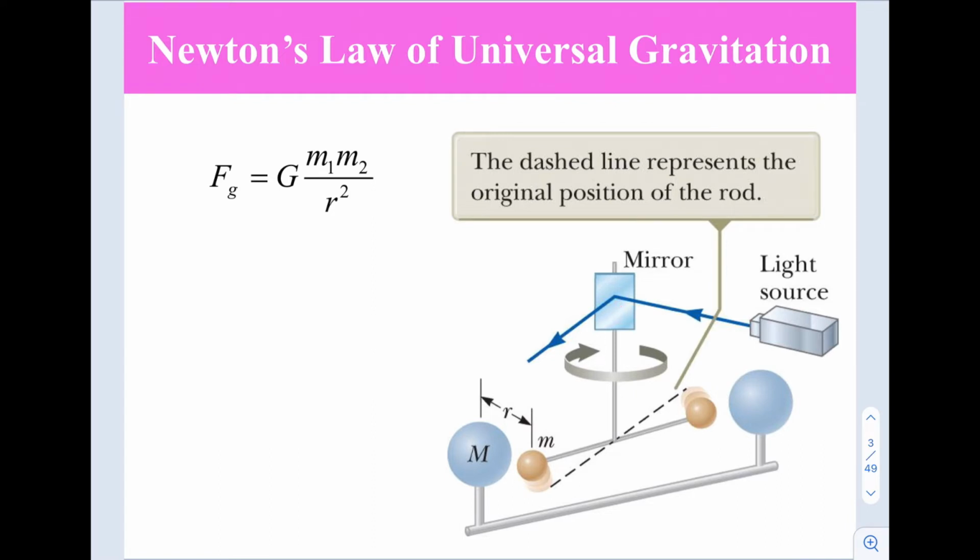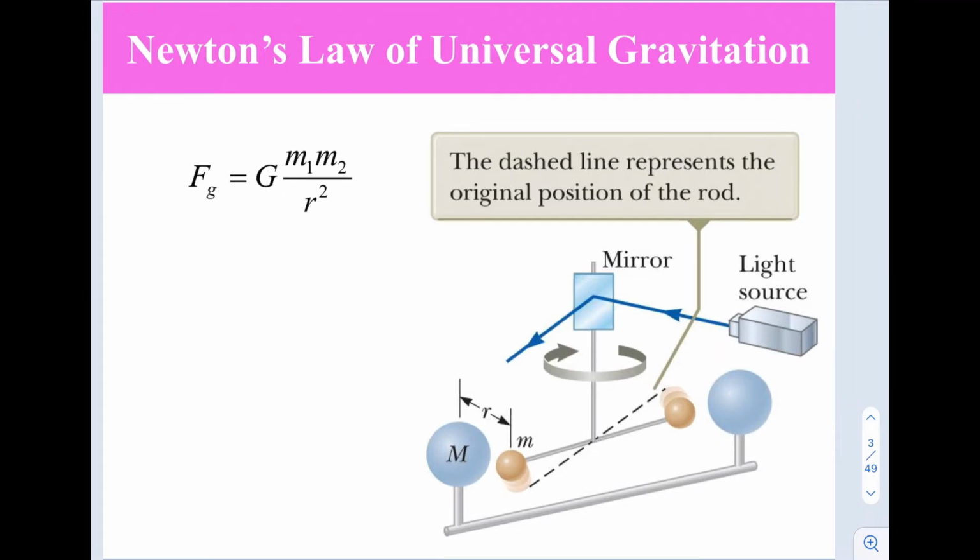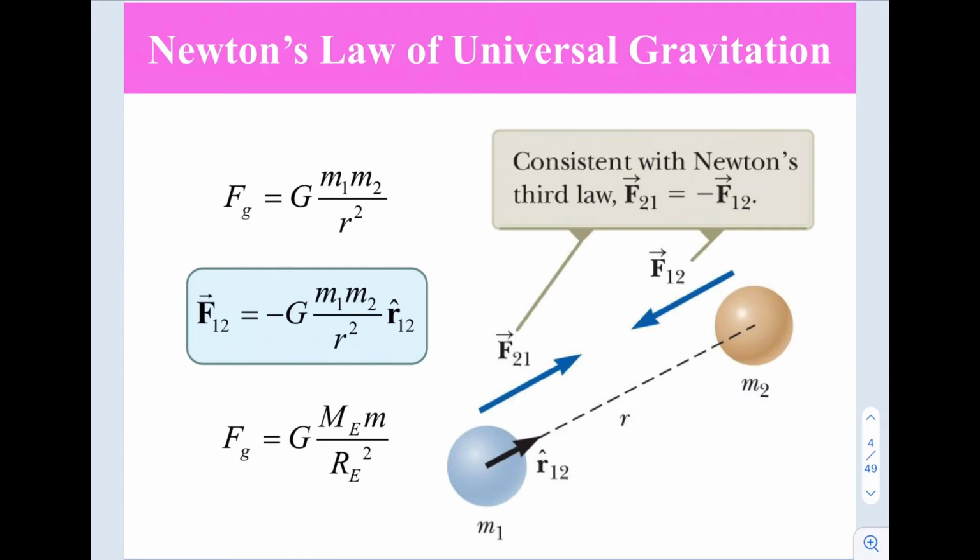So the amount of the deflection, the degree of the deflection, is measured and deduced. From that we can have this kind of relationship, and finally deduce the amount of G, as given in the previous slide.